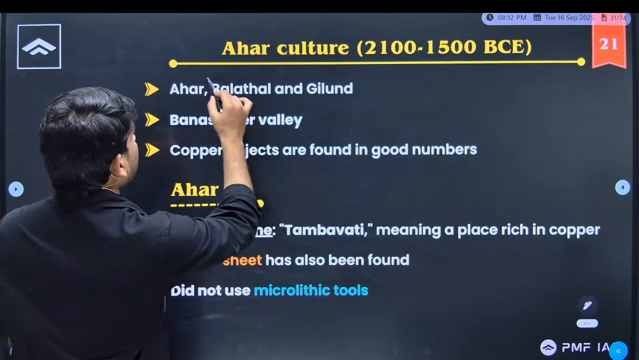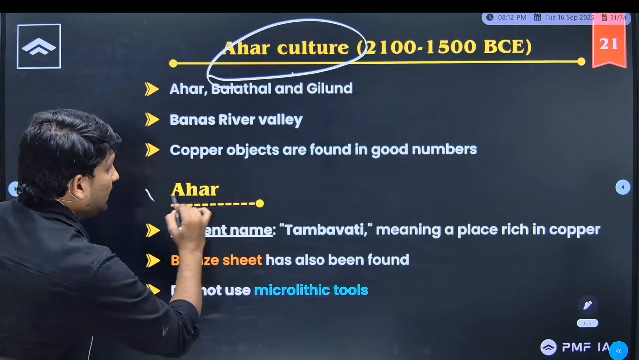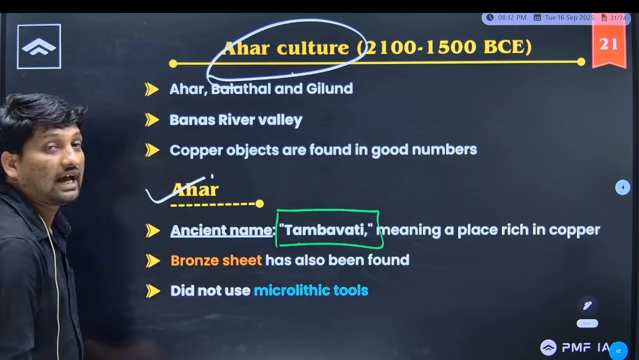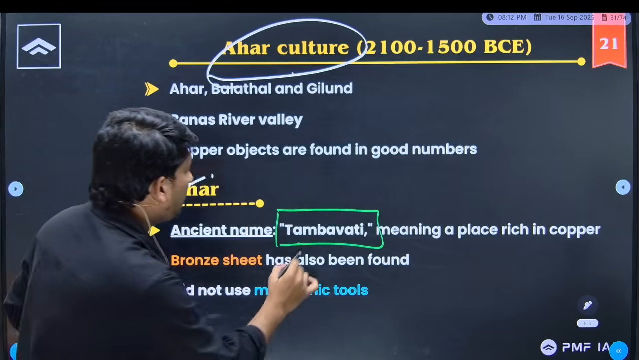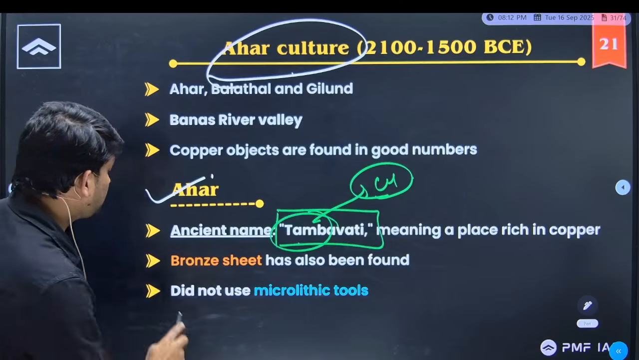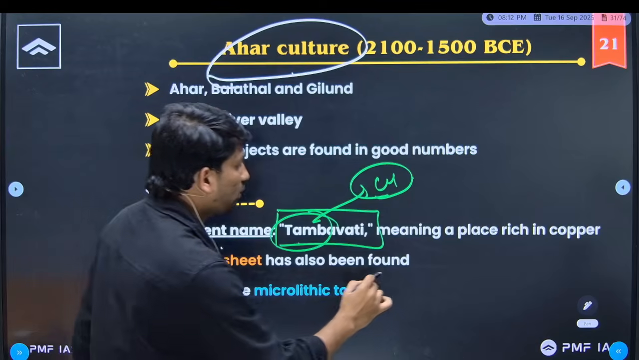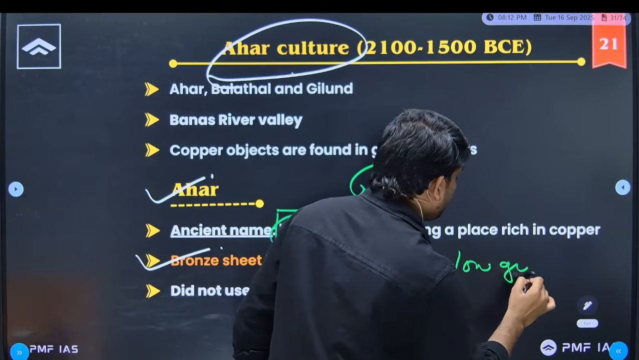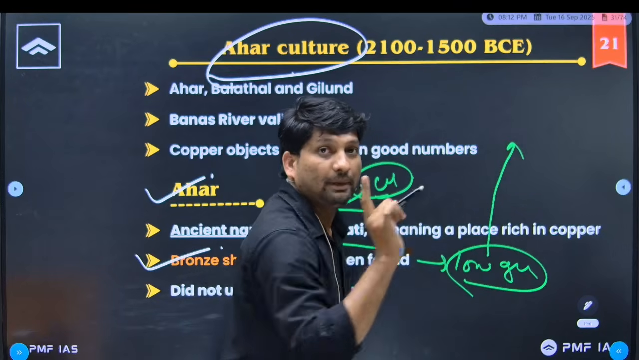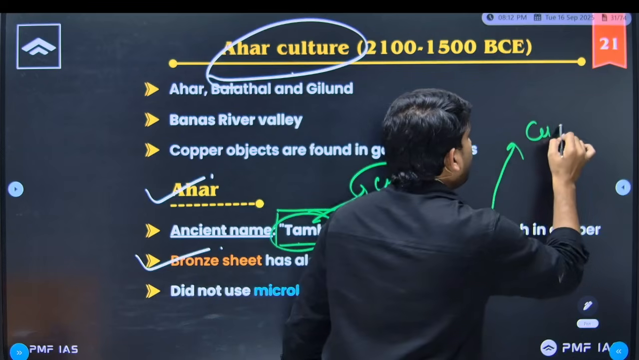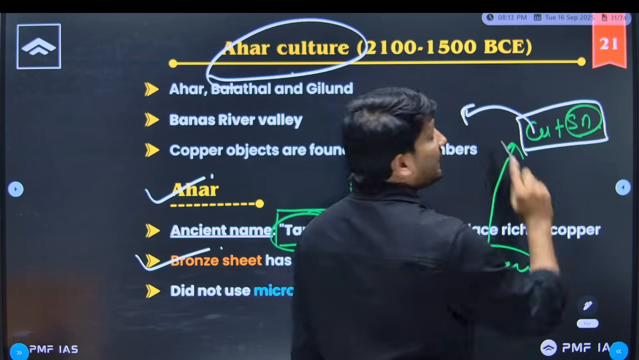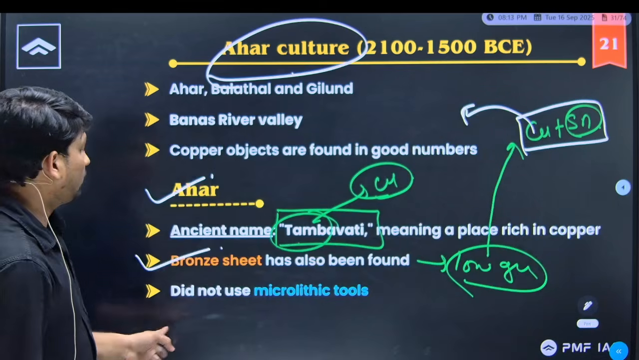In Ahar culture, the most important site is Ahar. Initially, in ancient times, the term used for Ahar was Tambavati. Why Tambavati? Tamba means copper. So it was a source of copper, and we have also found some bronze sheets. Remember, this is low grade bronze. Why is this low grade bronze? Because during the Chalcolithic period people were not aware of making bronze by mixing copper and tin. So they did not use bronze making extensively during the Chalcolithic culture.